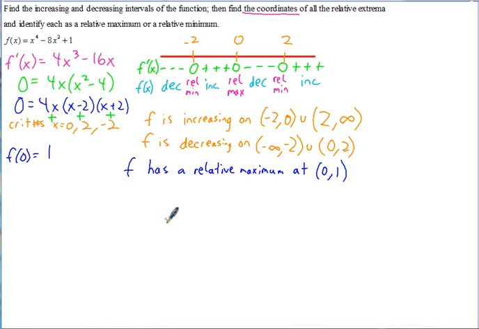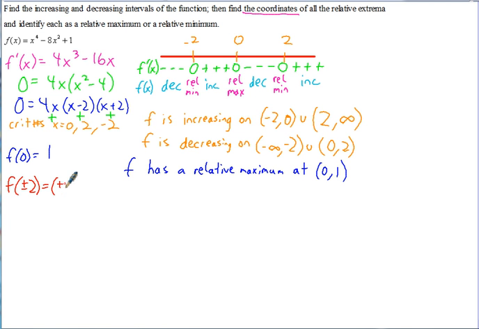And for the minimum, those are 2. Normally I would plug in 2 and negative 2 separately. However, what I notice is this is an even function. All the x's are even. So actually you can plug them in simultaneously, plus or minus 2, because it's an even function.